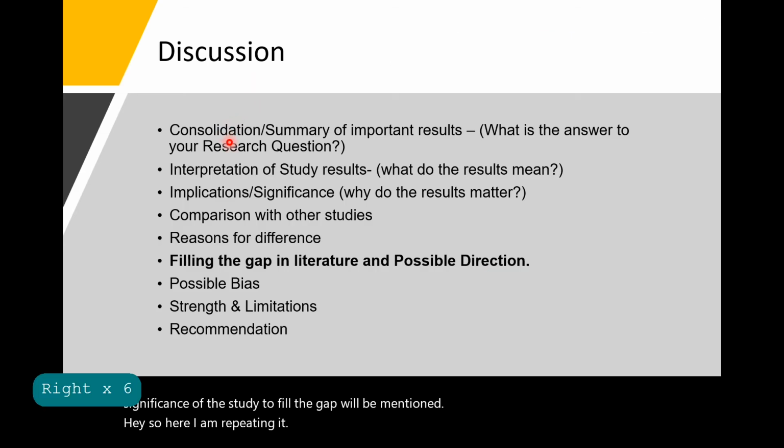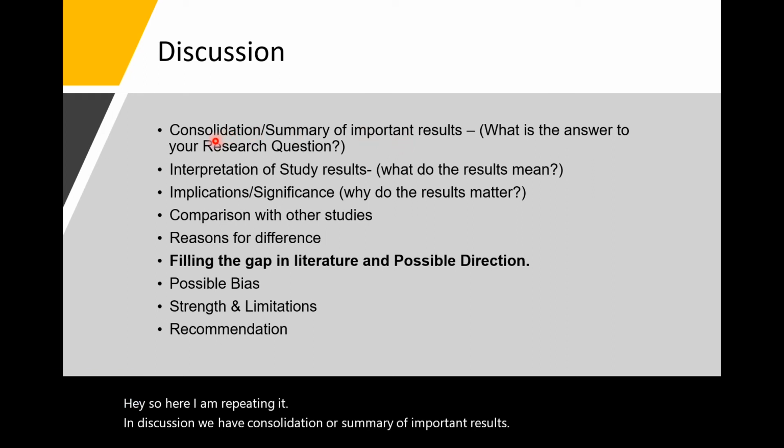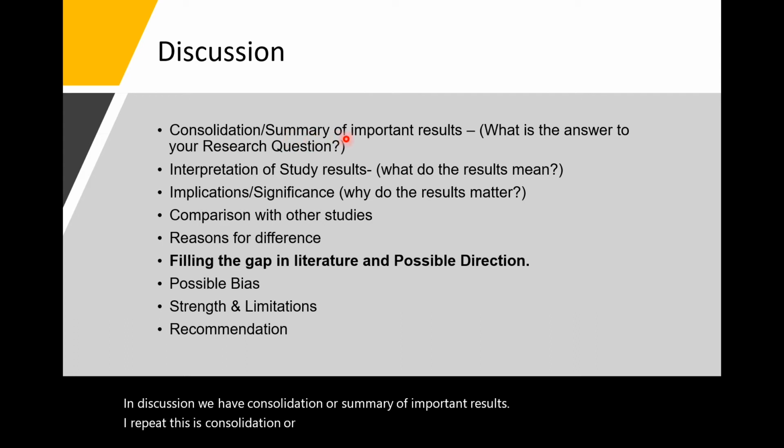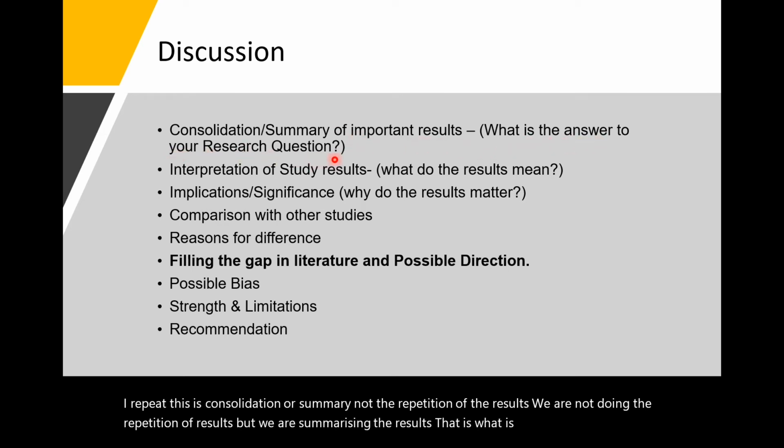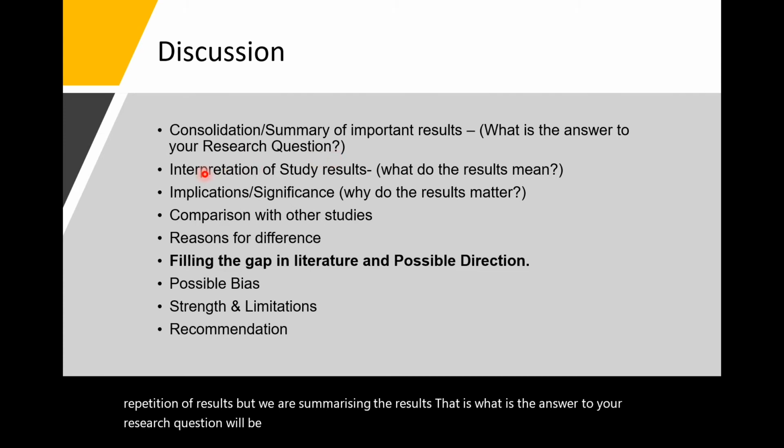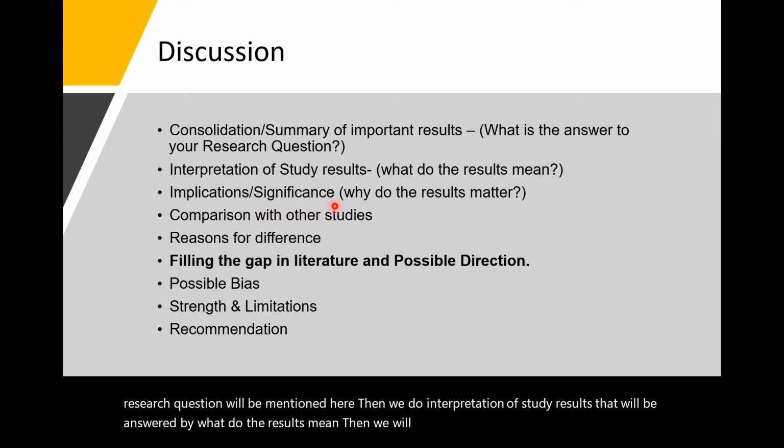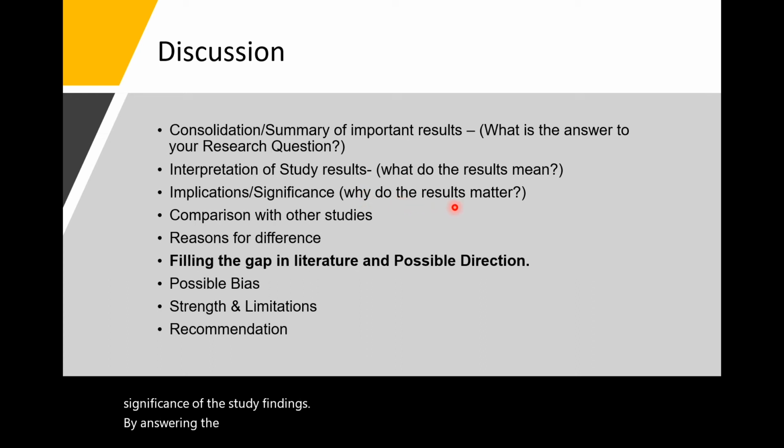In the discussion, we have a consolidation or summary of important results. I repeat, this is a consolidation or summary, not a repetition of the results. We are summarizing the results, that is, the answer to your research question will be mentioned here. Then we interpret our study results, answering what the results mean. Then we mention the implications and significance of the study findings by answering the question, why do these results matter? Then the most important part of our discussion is comparing with other studies.